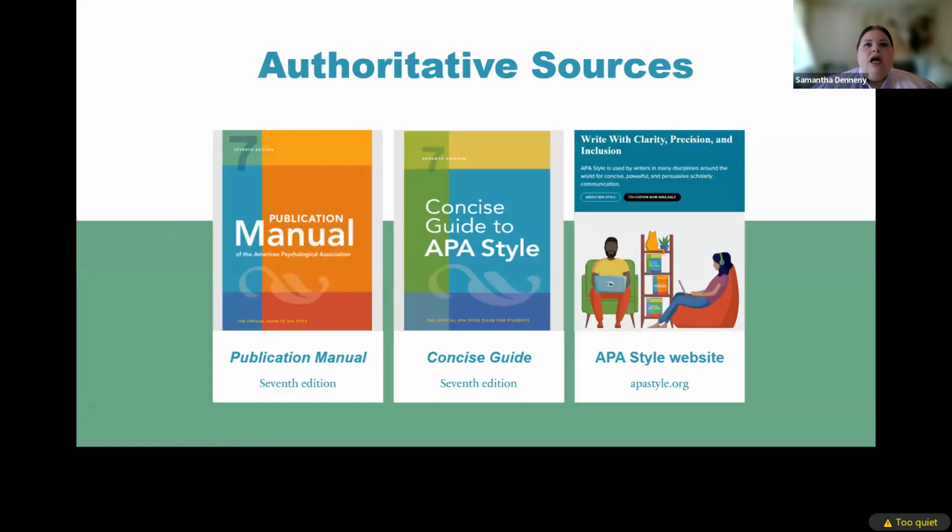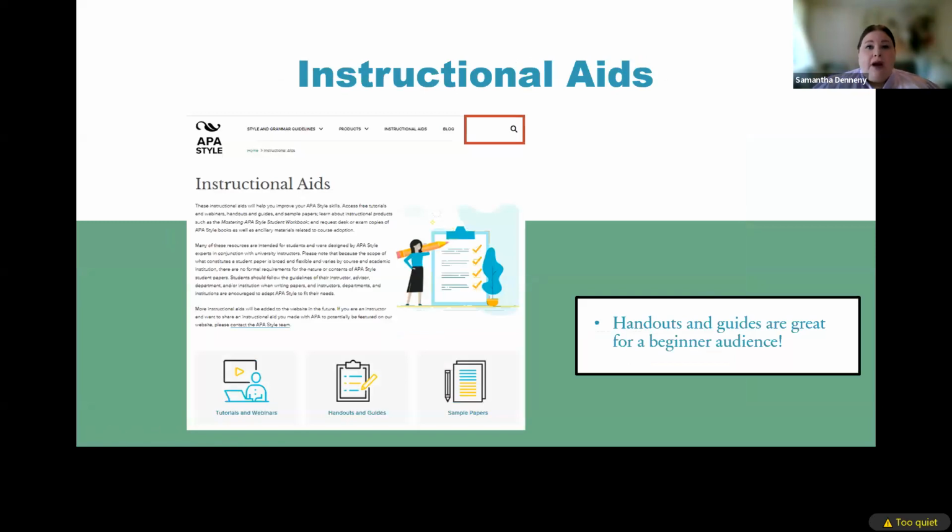So next slide. Sorry. As you've probably noticed, as we mentioned throughout the presentation, we have many free instructional aids on our website. These are great for classroom use and include tutorials and webinars, including this one, handouts, guides, and sample papers. It can be helpful to encourage students to use a resource appropriate for their level. The handouts and guides are short and great for a beginner audience. The concise guide is geared toward an early undergraduate audience, like I just mentioned, and the publication manual is fantastic for intermediate undergraduate use and beyond. And again, you can check out all of these sources on our website. We have a good description and table of contents if you're looking to see what might be most helpful for you or your student.